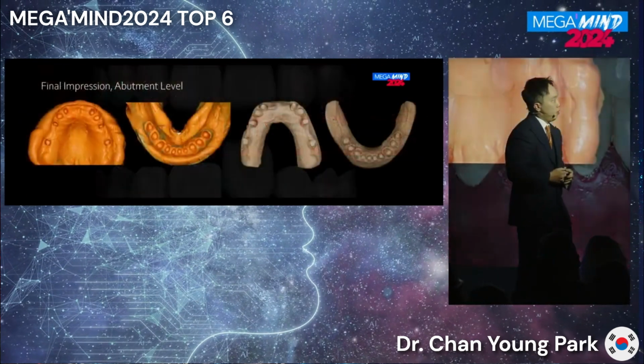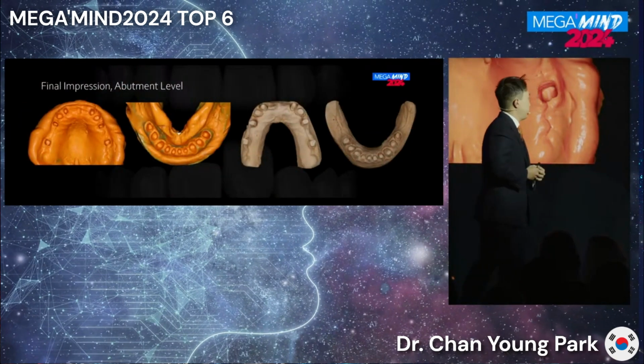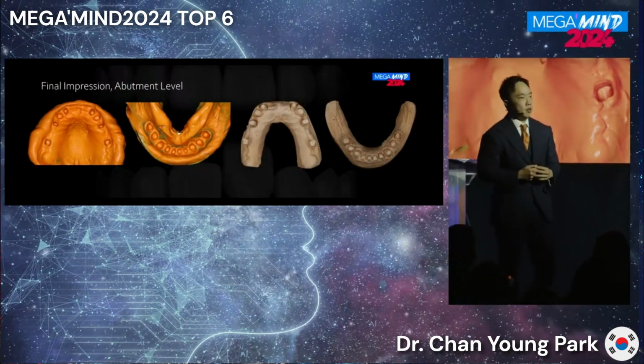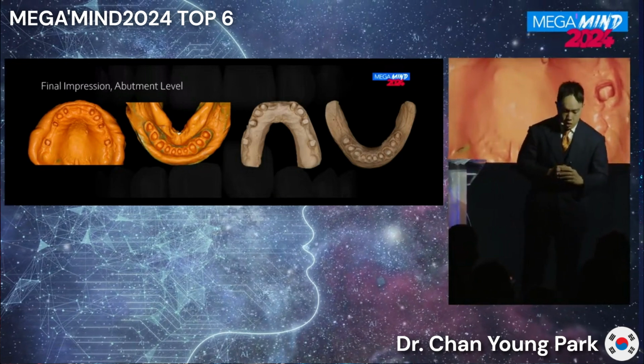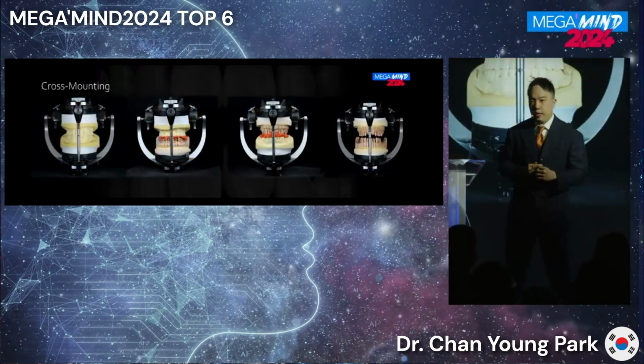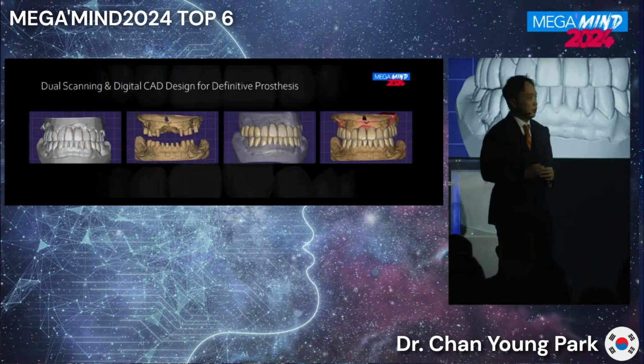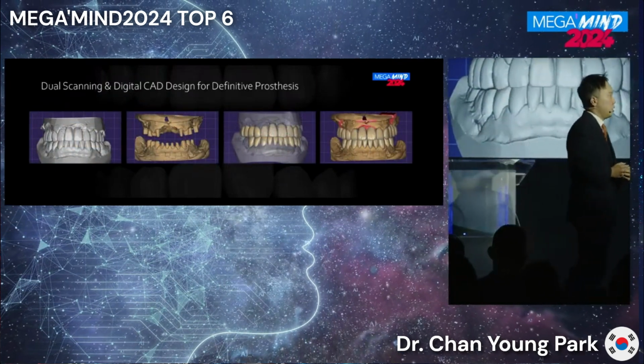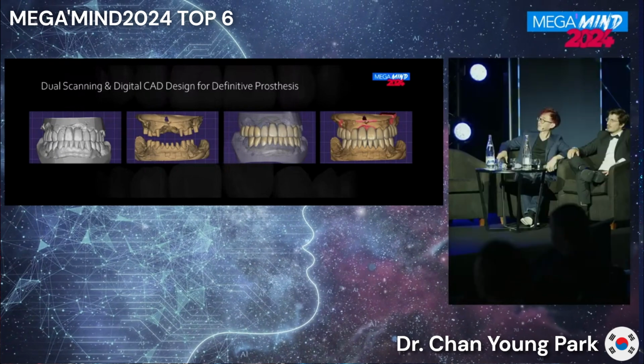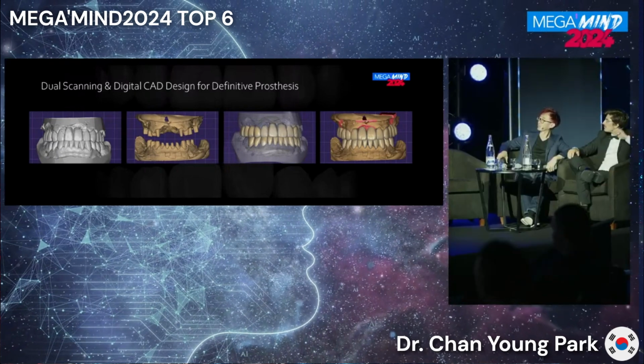So for the next step, the final impression was taken at the abutment level by the analog method. And with the cross-mounting, the casts were all digitized in a dual scanning manner so that we could design the final prosthesis, which follows the morphology of the provisional crowns.